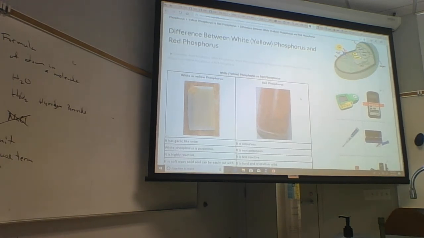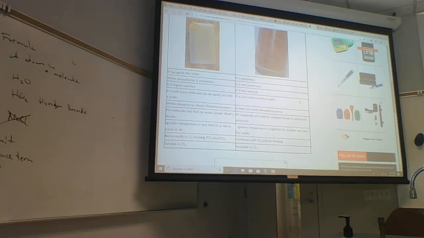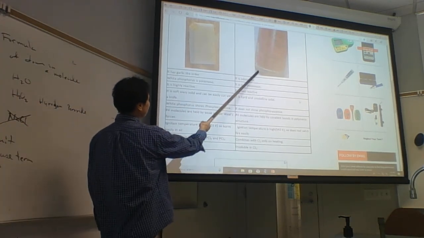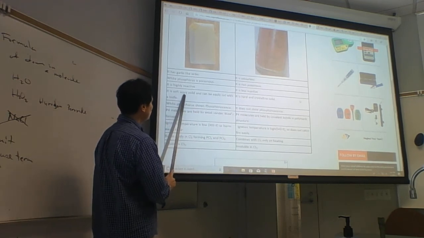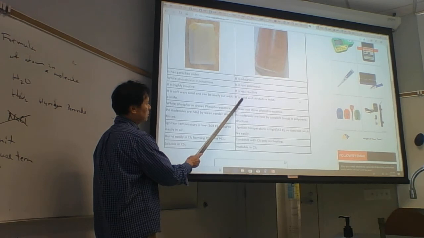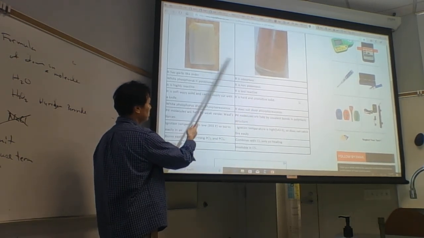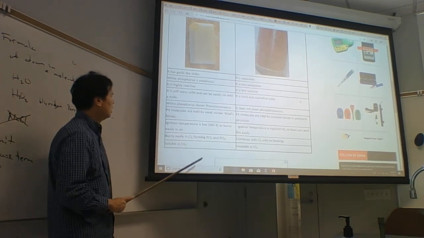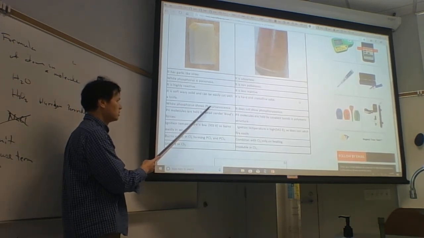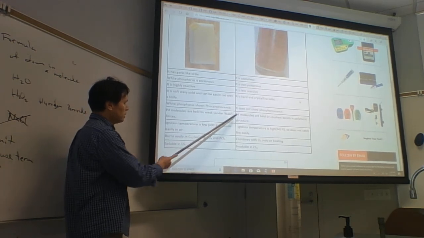Why are the properties so different? Well, it has to be related to the structures. White phosphorus is highly reactive. Red phosphorus is less reactive. White phosphorus is waxy, easy to cut. Red phosphorus is hard, not easy to cut, and it's crystalline. Actually, both of these are crystalline. White phosphorus shows phosphorescence. It'll glow in the dark. Red does not.